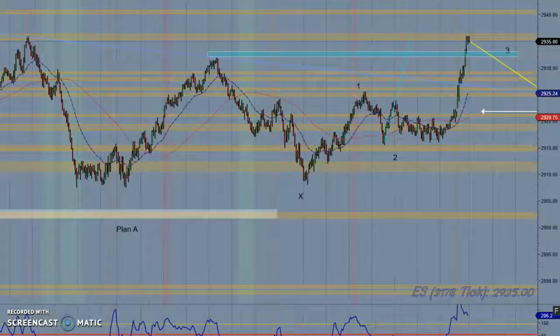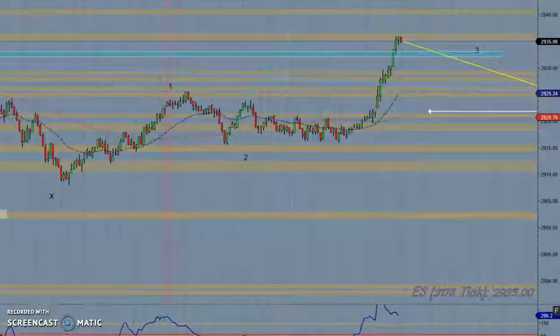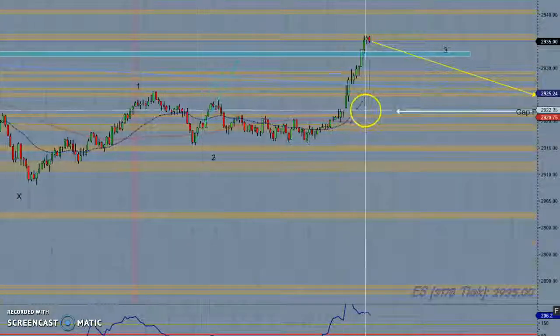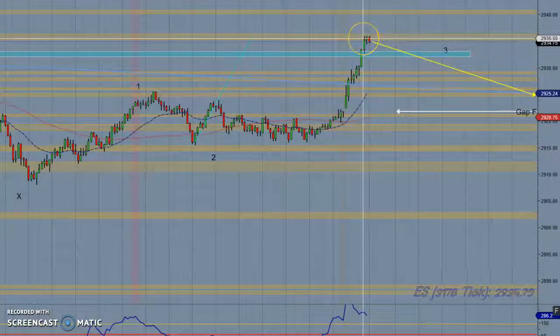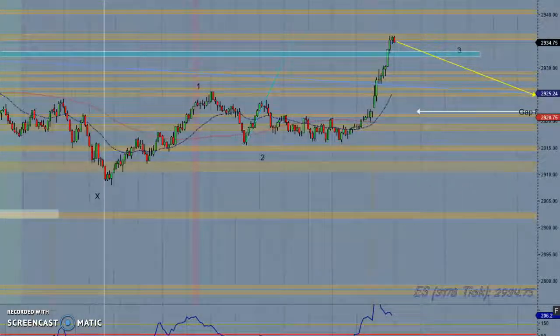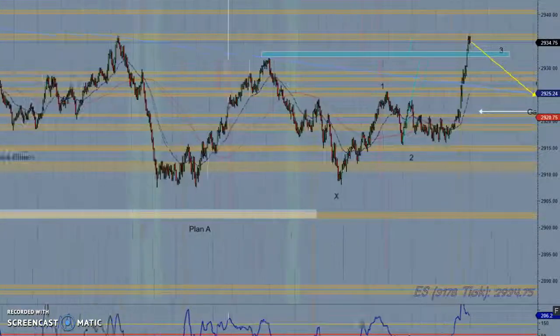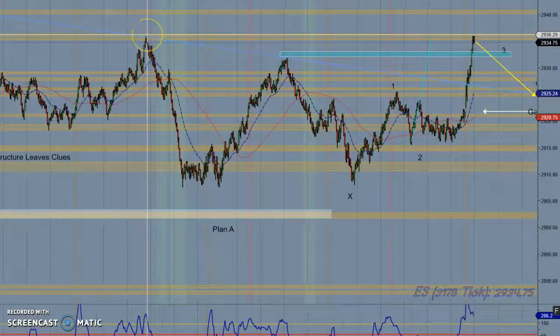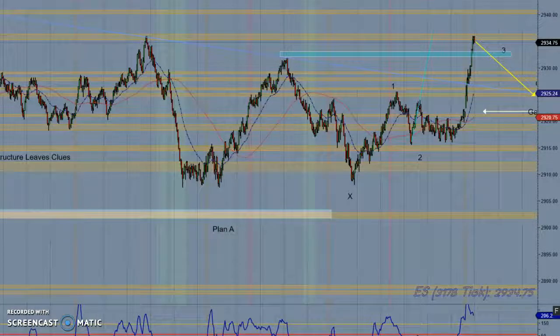Here you go, guys. This is the resistance right here. We just approached right here at 29.35.50. We got a structure that failed over here before. We got rejected.